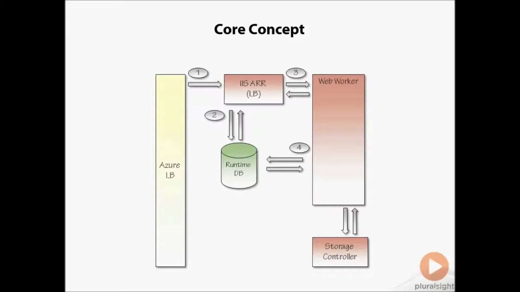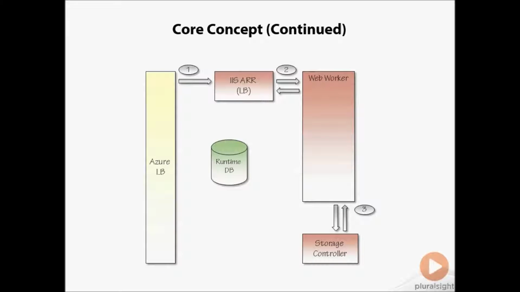If I move down to the next slide here, let's look at how the request flows through once your site is in existence. In this instance, there is no need to go to the runtime database because all of the quota information, all of the configuration information is already there. So the application request routing module is simply going to straight away forward that message to the appropriate web worker role, which will then look up the content and return the content back to the client.